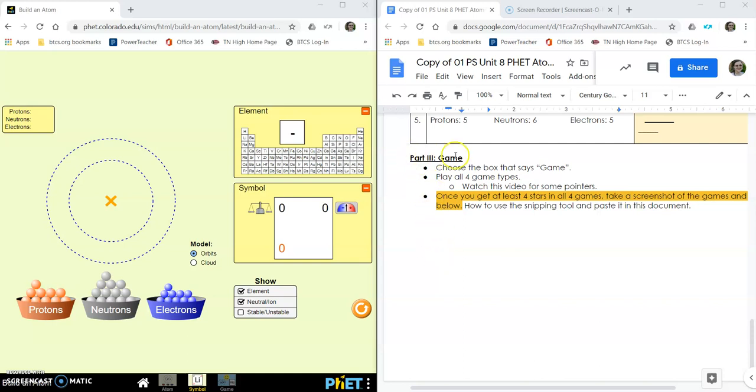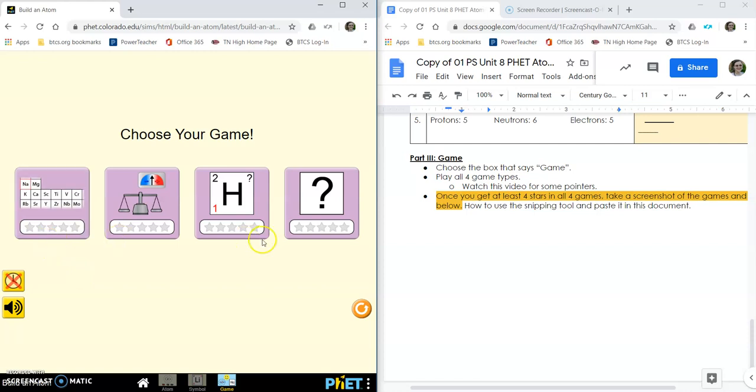Okay, you've made it to the third and final part of this PhET atomic structure. So we're now going to go down here and click where it says Games. And you will see there are 4 games here. It automatically turns the timing off for you. But if you also want to turn the sound off, you can go ahead and click that right there.